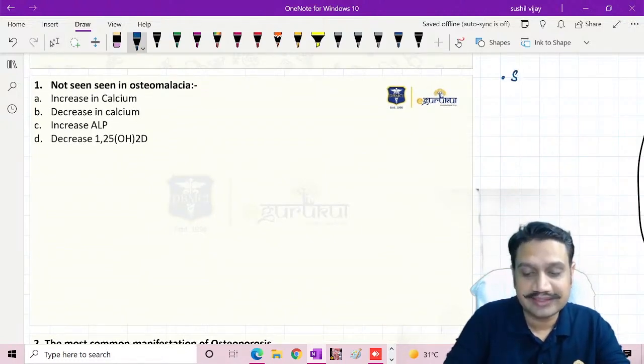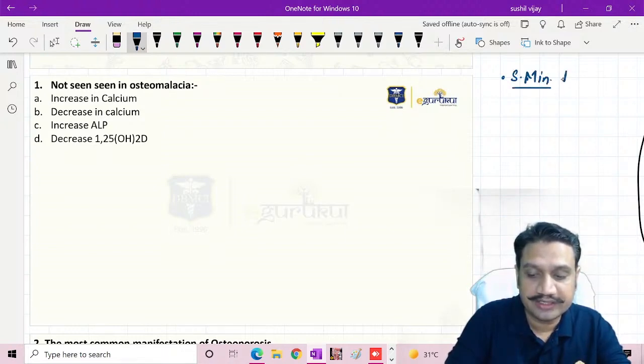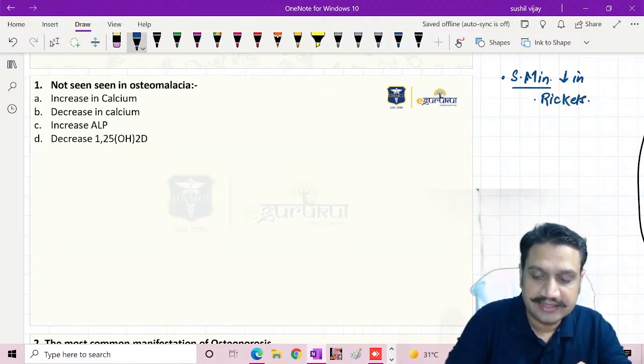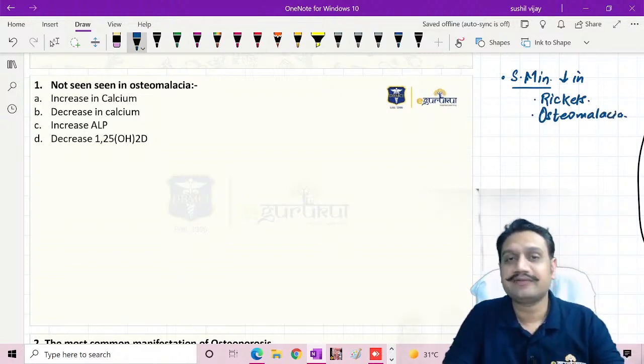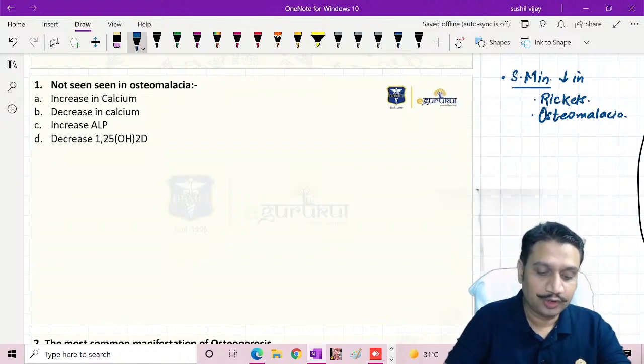Serum mineral is reduced only in two conditions. And what are those conditions? One, rickets. And second is in adults. And what do we call it? Osteomalacia. Very good. Raghuram is very, very active. Yes, absolutely right. So, not seen in osteomalacia.